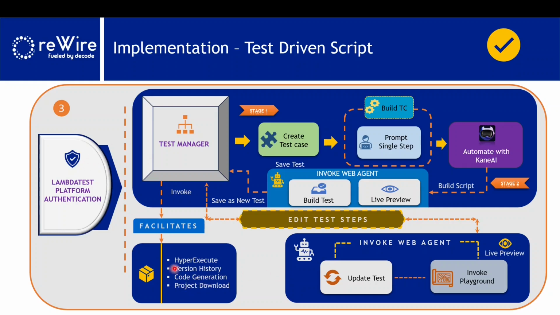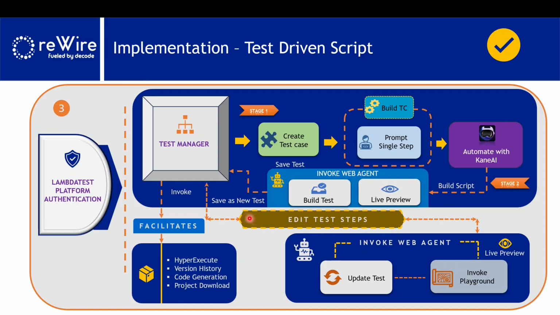As in the regular mode, it will provide all the facilities that the previous modes support. It will support HyperExecute, version history, code generation, and project download, for whatever flow you have created here. And again, it's the regular flow with steps. Similarly to the two modes we have, it is also available in this test-driven script. So this is the third test mode that I have framed.